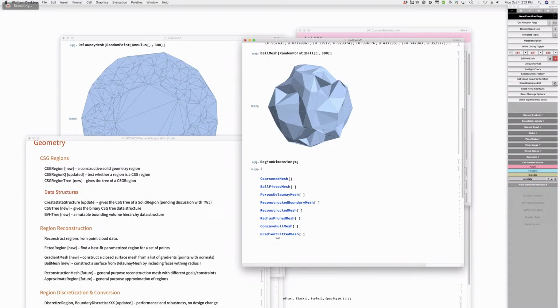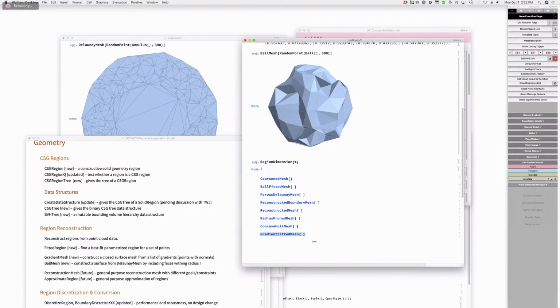So should it be gradient mesh and we don't try to explain the fitting, or should it be gradient fitted mesh? I tend to agree with gradient fitted. It's a little longer, but it says what it does, and it will be similar to fitted region and reconstructed mesh. Are you supporting this name, Charles? Yes. Okay, all right, let's go with that.